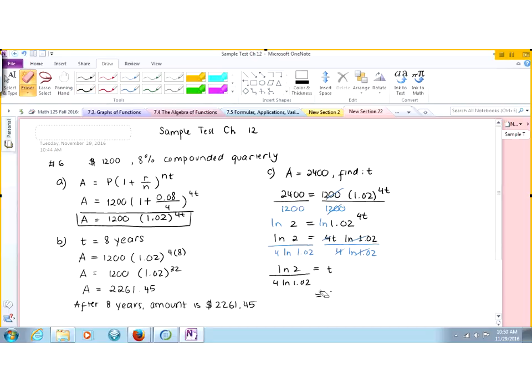So can I get an approximate value? How many years approximately? Let me guess. It's around 9? Yes. So ln 2, make sure you know how to use your calculator. ln 2 divided by, okay, be careful, you have to put parentheses here. Divided by 4 ln 1.02. All right, so 8.75? Yes. So what's your answer? Approximately 8.75 years. All right? Okay. Yes? Good?